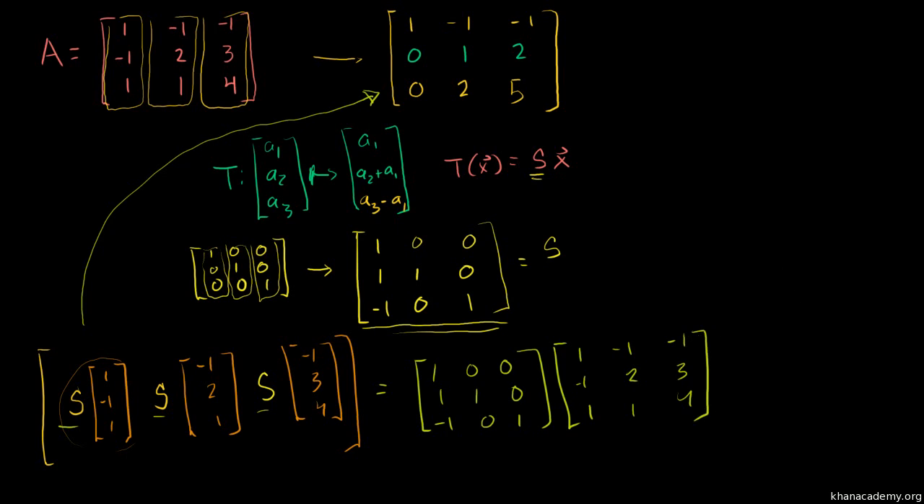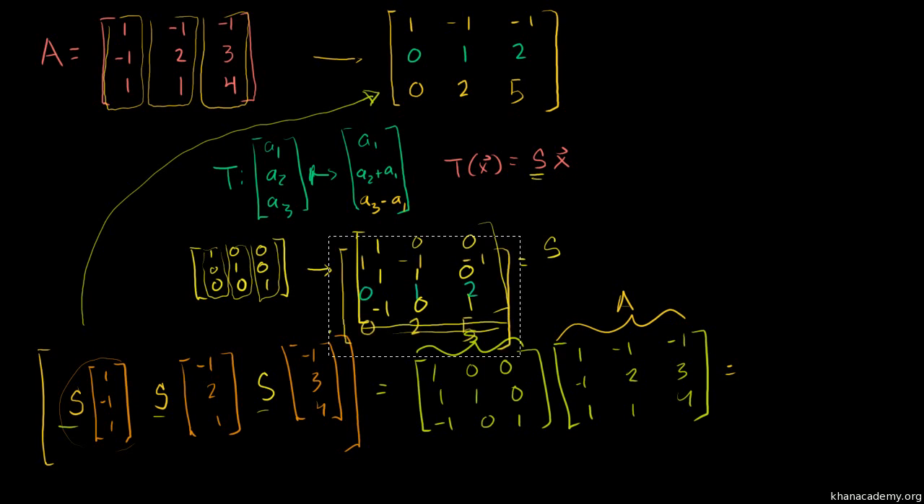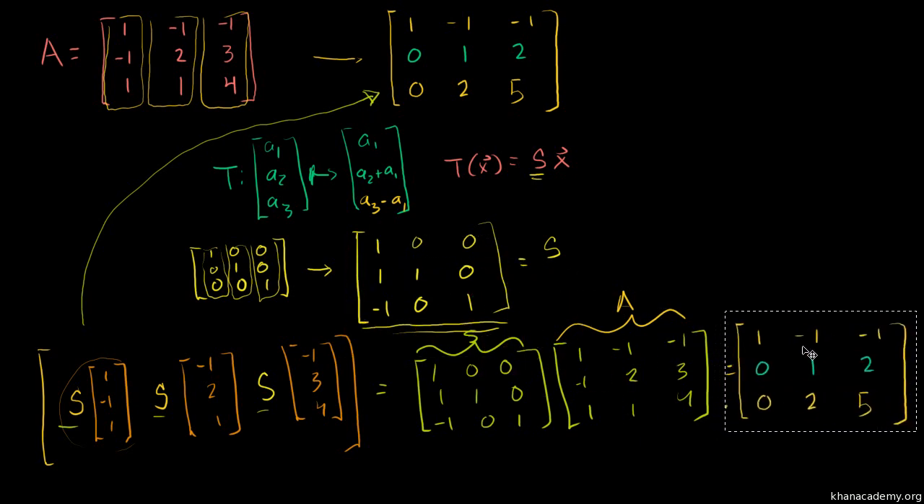So let me make this very clear. This is our transformation matrix S. This is our matrix A. And when you perform this product, you're going to get this guy right over here. Let me just copy and paste it. You're going to get that guy.